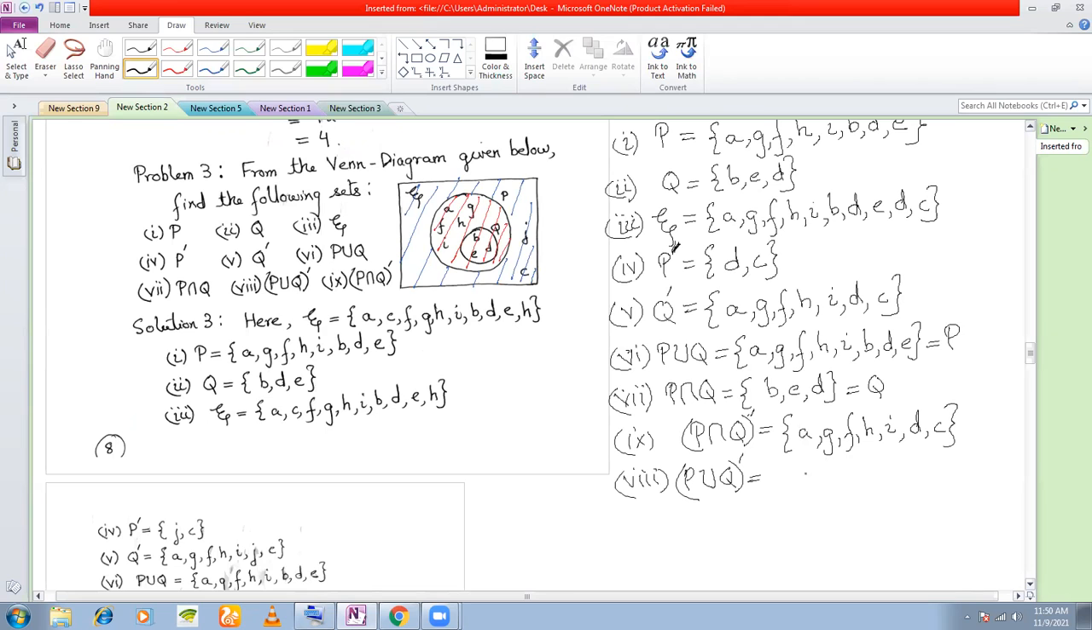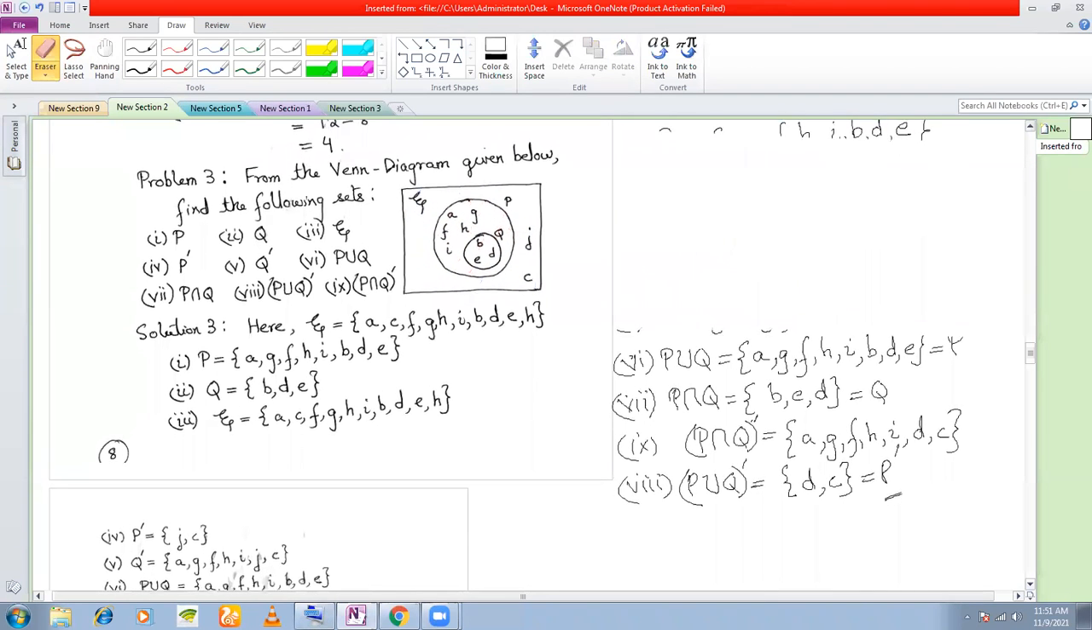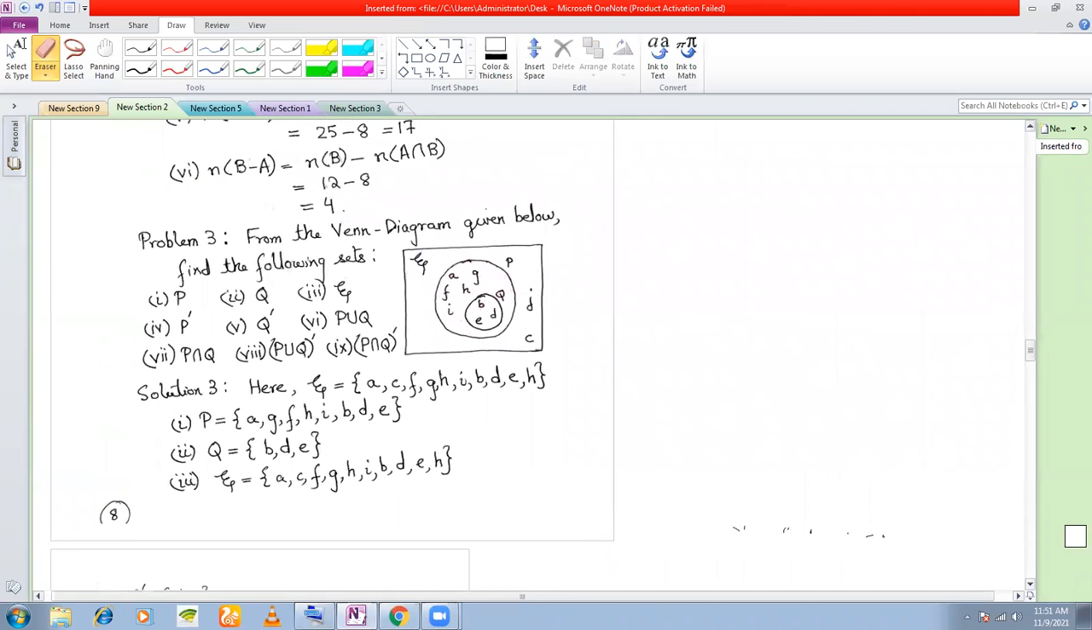How many elements are there in this? There are only 2 elements, D and C. Okay, which you see is equal to P complement actually. You don't have to write this, but I'm just showing you. So, okay, any question here? Any question with this? So this was an easy one. We'll move on to the next problem.